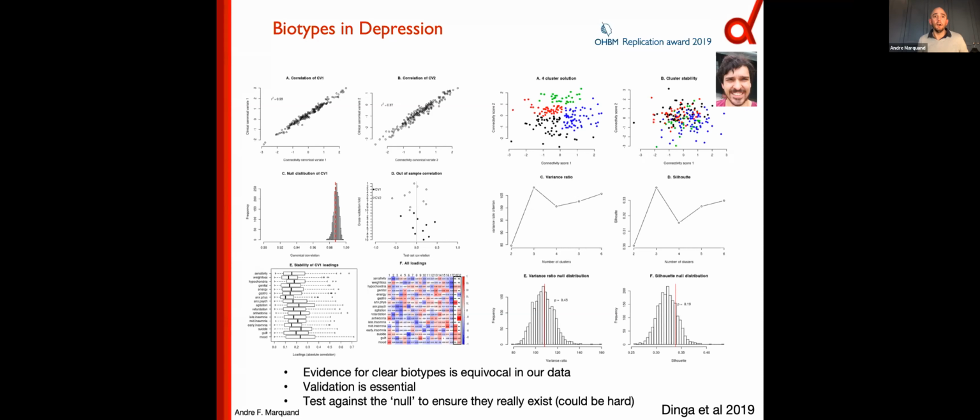So at least in our hands, with our data, this kind of approach would suggest that the evidence for any kind of biotypes is relatively equivocal. It emphasizes the need for validation and also this idea about testing against this kind of null hypothesis. It should be said, however, that this can be quite hard and it might not even be possible in certain circumstances.